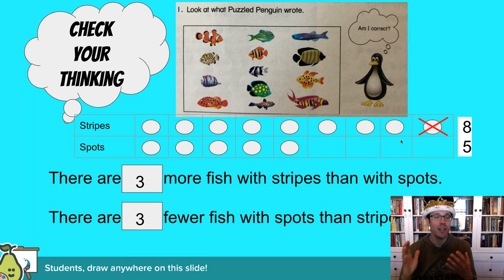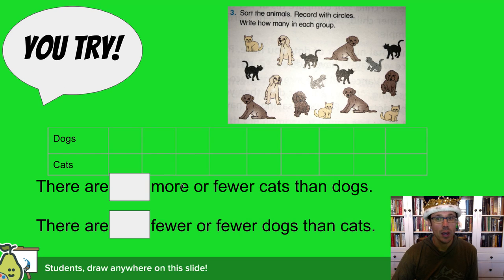All right, so now on the next page, I have a couple things for you to try. I want you to go in and see if you can make your own little graph where you write the numbers at the end, and see if you can figure out how many more or fewer there are. And just so you know, on the next slide, you're going to get a chance to sort some animals. Sort between how many cats and dogs, and be sure to write how many at the end of your little graph here. That will be important information.